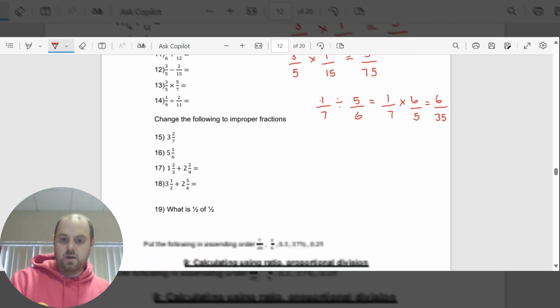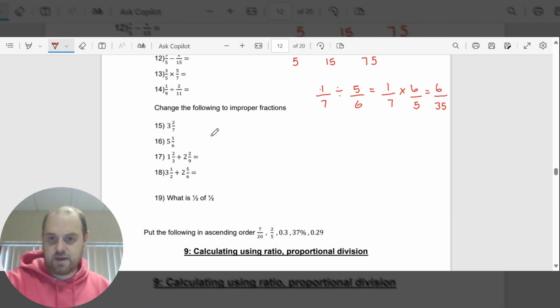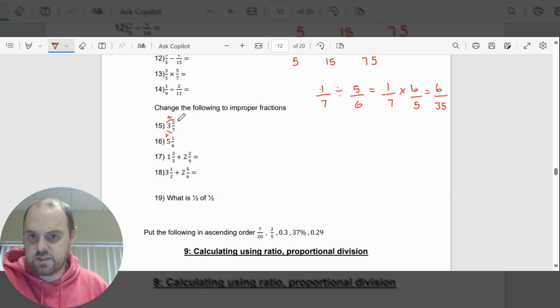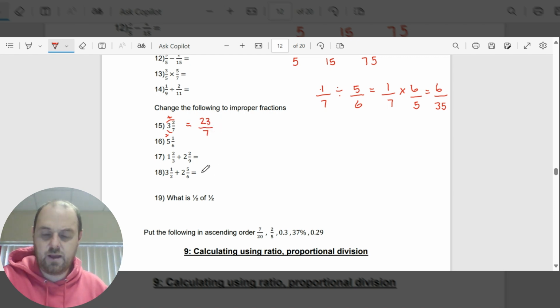Okay. Working with improper fractions, or mixed numbers, like sometimes these are called. Okay. If I wanted to change that to what's called an improper fraction, I basically times those together, right, which is 21, 7 times 3, and then I add the 2 on. So 21 add 2, this would be 23 over 7.